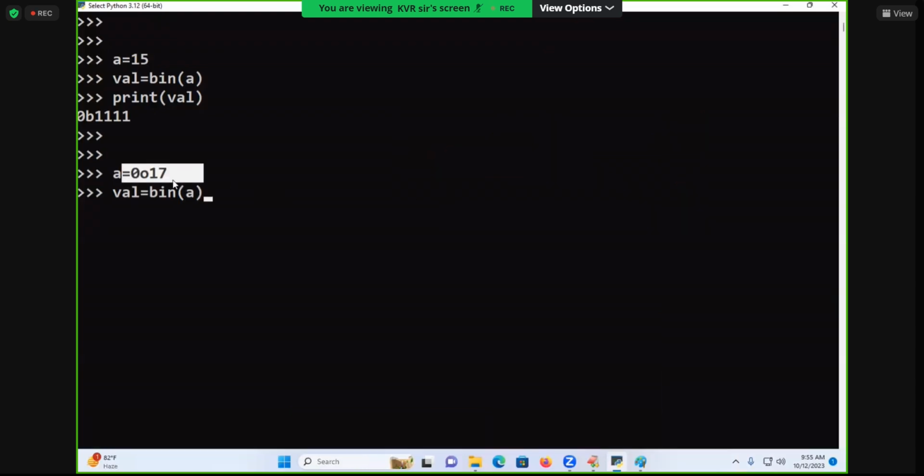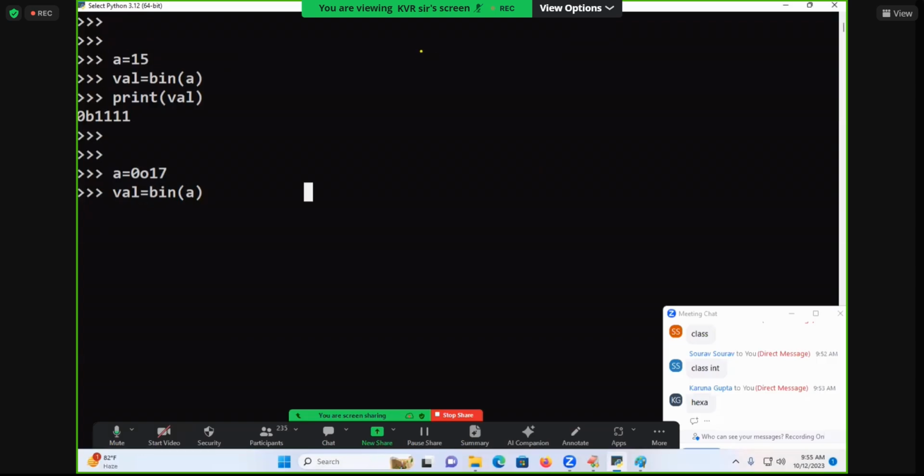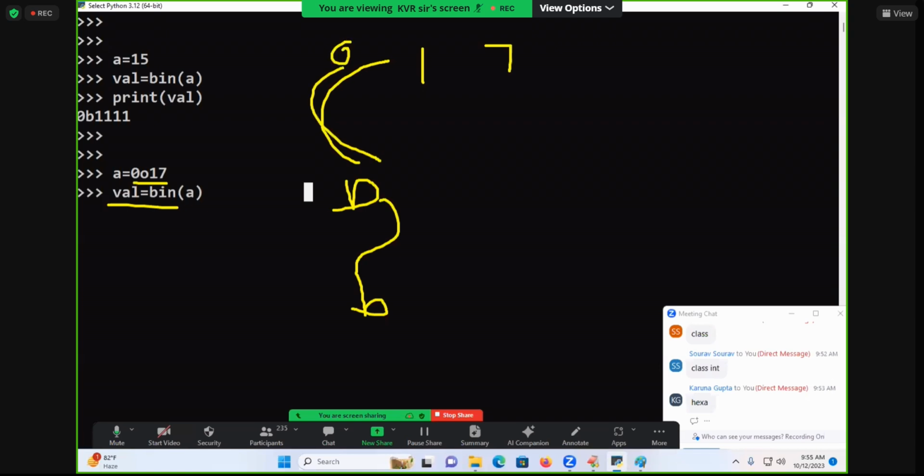For your understanding purpose, 17 is called what? Octal. That I am converting into what? Binary. We need not worry about the mathematics calculation. Convert this octal into which type? Decimal. Decimal to what? Binary. For your easy calculation, when it comes in interviews. Again, students, when it comes to octal to binary, don't worry about the mathematics, least bother about it. Convert 17, which is octal, into what?